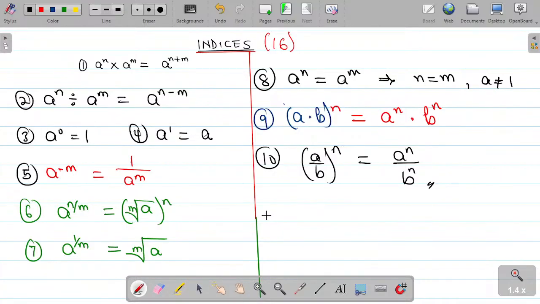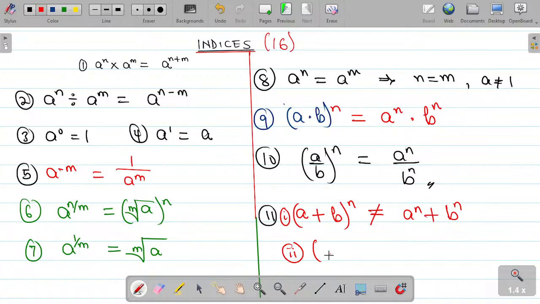Okay, so meanwhile, there is the last rule, which is just an exception. I'll use a red, because you are not allowed to do that. (a + b)^n is not equal to a^n + b^n, because by binomial expansion, both of them are not going to be the same. The second one, if it is subtraction, then the same is true. (a - b)^n is also not equal to a^n - b^n.